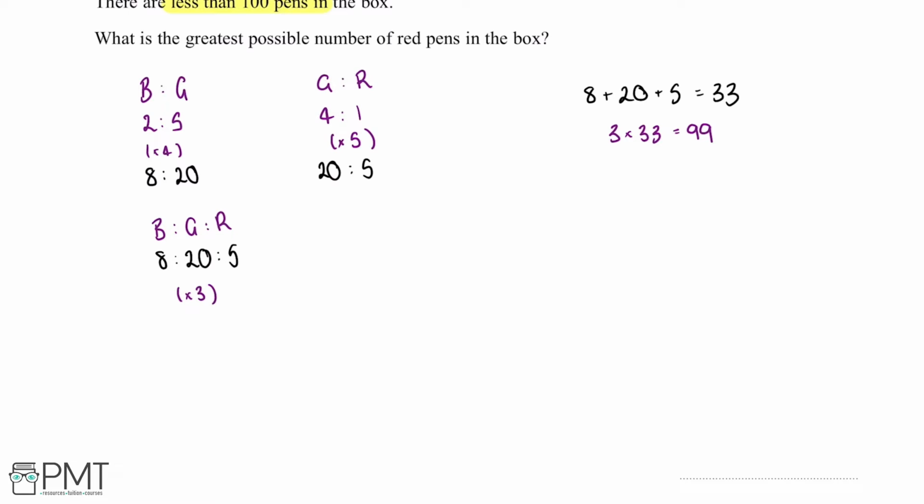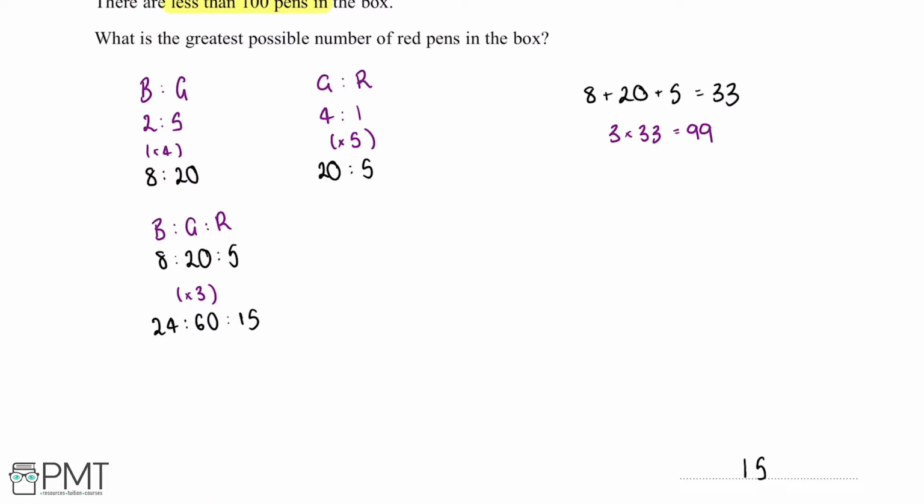So 8 multiplied by 3 is 24, 20 multiplied by 3 is 60, and then 5 multiplied by 3 is 15. And the ratio we'll want to look at is the third ratio here. And the value we want to look at is this end value here, as this is the number of red pens. So this tells us that 15 red pens will be in the box.